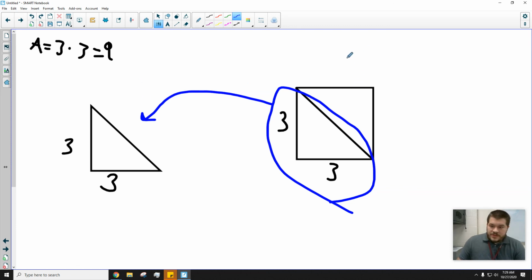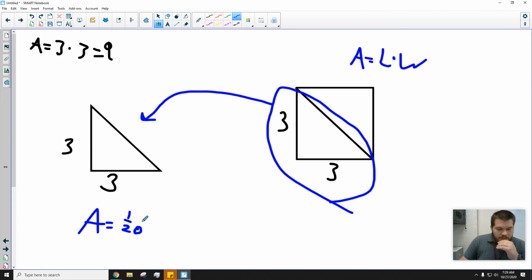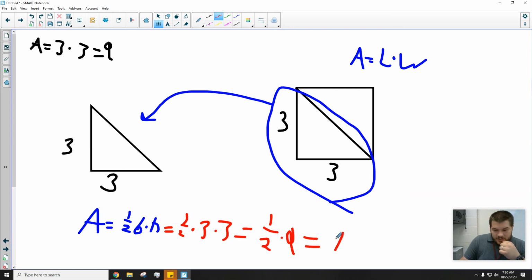So the equation for the area of a square is length times width, or length squared. The equation for the area of the triangle is 1/2 length times width, but with triangles we call it base times height. It's the same thing though, base times height. So here we have a base of 3 and a height of 3, so that's 1/2 of 3 times 3. Which I already found that 3 times 3 up here is 9, so that's 1/2 times 9, which is 4.5.